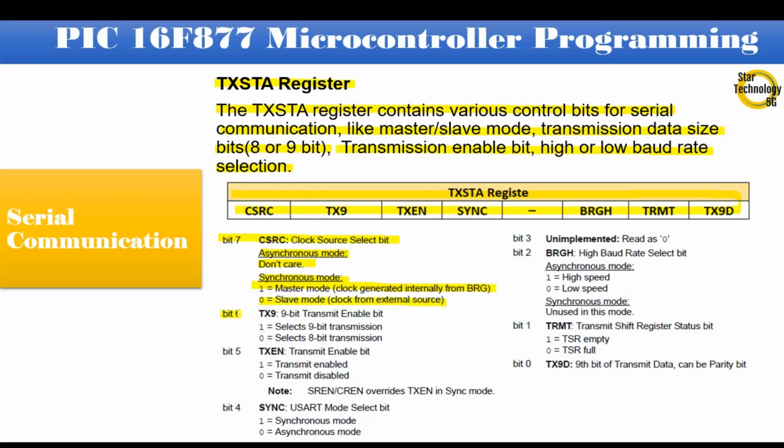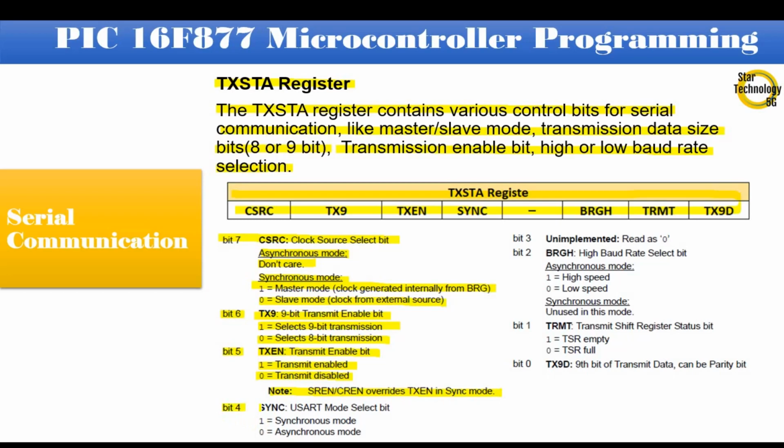Bit 6 TX9, 9-bit transmit enable bit. 1 equals selects 9-bit transmission. 0 equals selects 8-bit transmission. Bit 5 TXEN, transmit enable bit. 1 equals transmit enabled. 0 equals transmit disabled. Note, SREN/CREN overrides TXEN in sync mode.